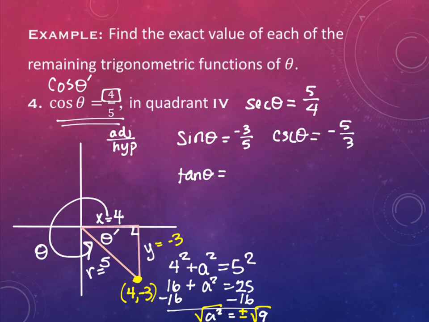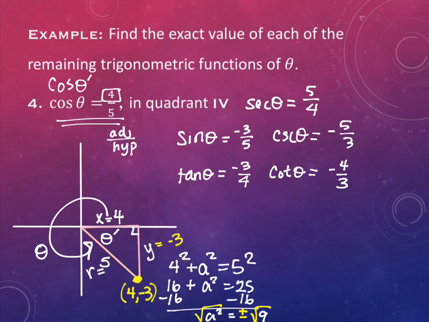Tangents next. Tangent of theta. Well, tangent of theta, again, picture if you wish, is opposite over adjacent. Or the tangent of theta is y/x. So either way, I'm going to get -3, because that's the y and that's the opposite, over 4, because that's the x and that's the adjacent. So this is -3/4. So then, what would my cotangent be? Yeah, -4/3.